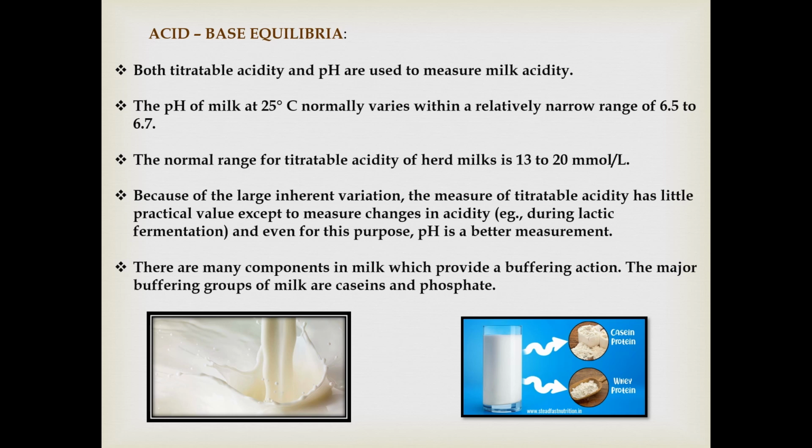There are many components of milk which provide a buffering action. Buffering action means if we add a small amount of acid or base, there will not be any change in the pH. That is called buffering action. The major buffering groups of milk are caseins and phosphate.